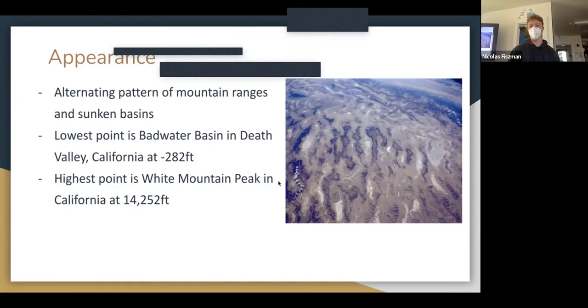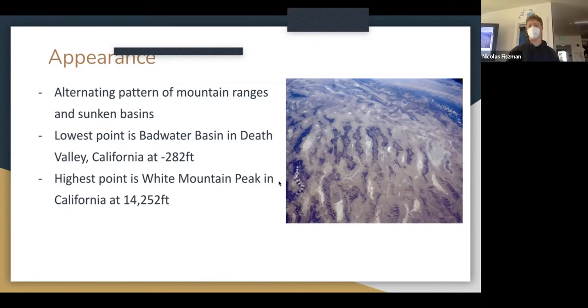In California, actually, the lowest point in the whole region is Badwater Basin in Death Valley at 282 feet below sea level. And the highest point is also in California, White Mountain Peak at 14,252 feet.